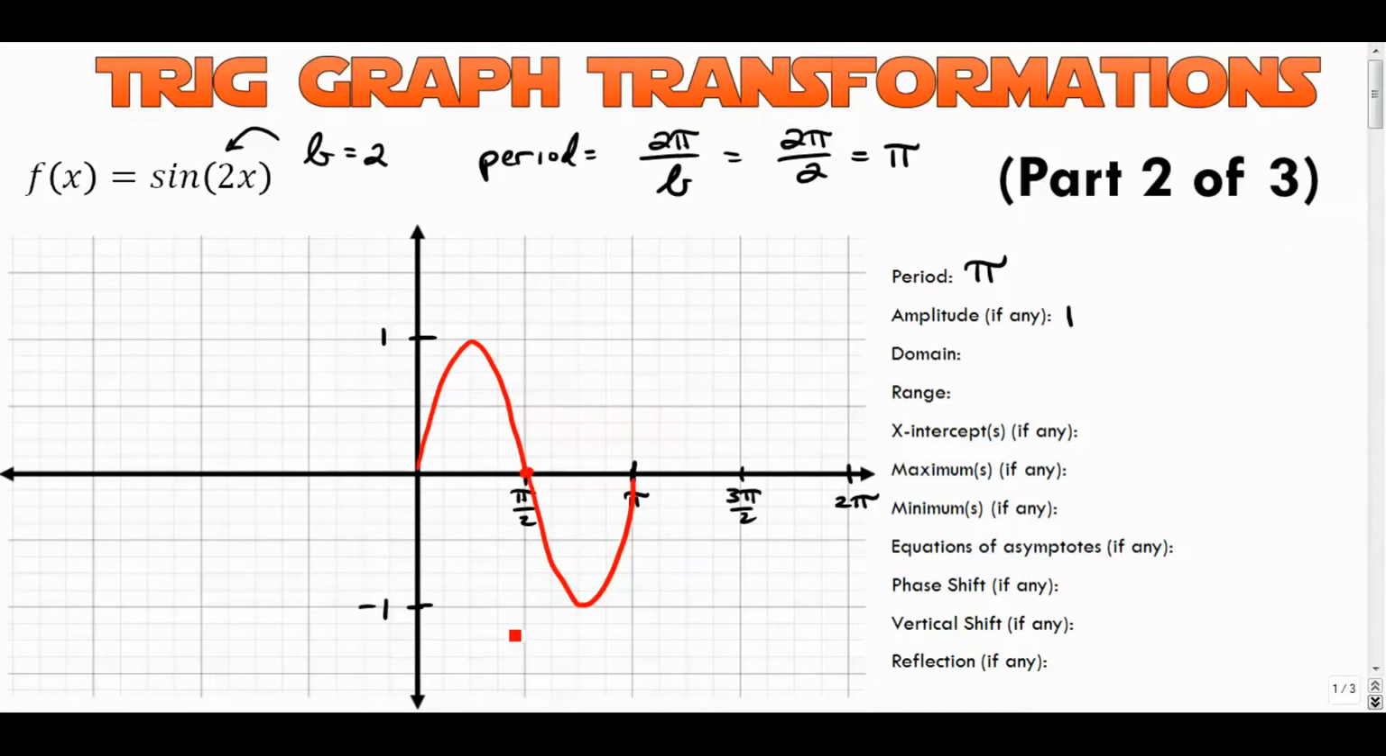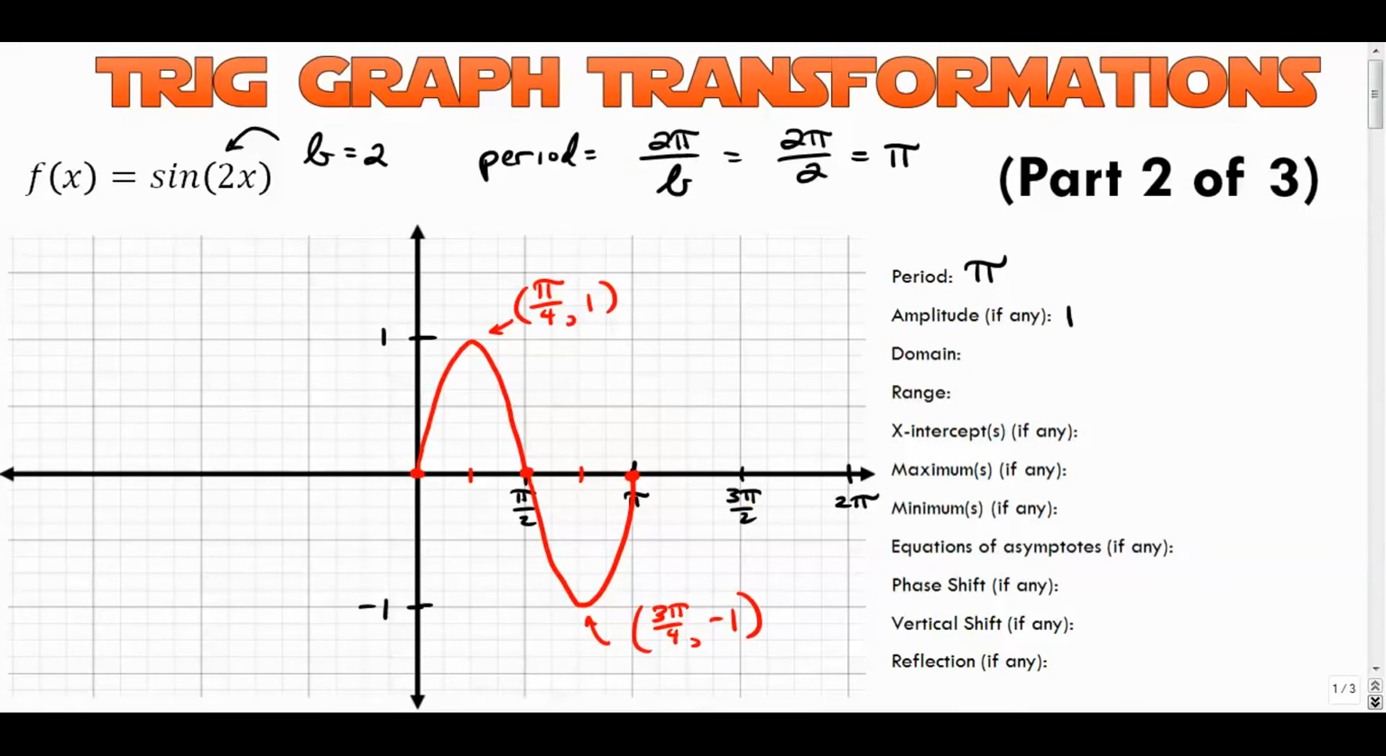So pi over 2 now becomes our x-intercept. Pi is an x-intercept, and 0 is still an x-intercept. Our maximum still goes up to 1, but now it's pi over 4, comma 1. Pi over 4 being right there, 3 pi over 4 being right there. So 3 pi over 4, comma -1.